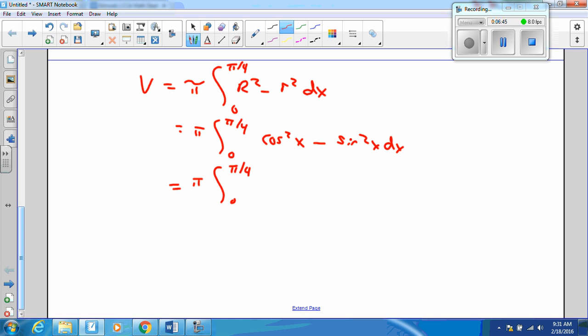And again, we have a little bit of trig magic because cosine squared minus sine squared is cosine 2x. So that I get pi over 2 sine 2x from 0 to pi over 4, which is going to give me pi over 2, and we're done. Those identities really are magical.